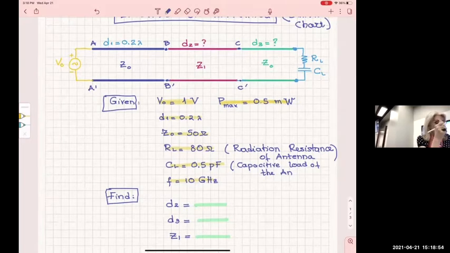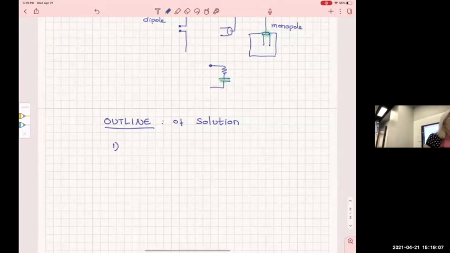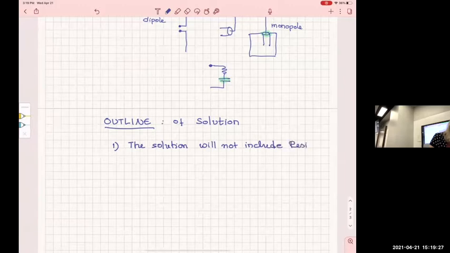In order to get your source to deliver all of the power that it can deliver to your load, number one, your solution should not incorporate any resistors. So the solution that you're going to provide will not include resistors. You cannot add any resistor in your circuit, because if you add them, they will take part of the power.